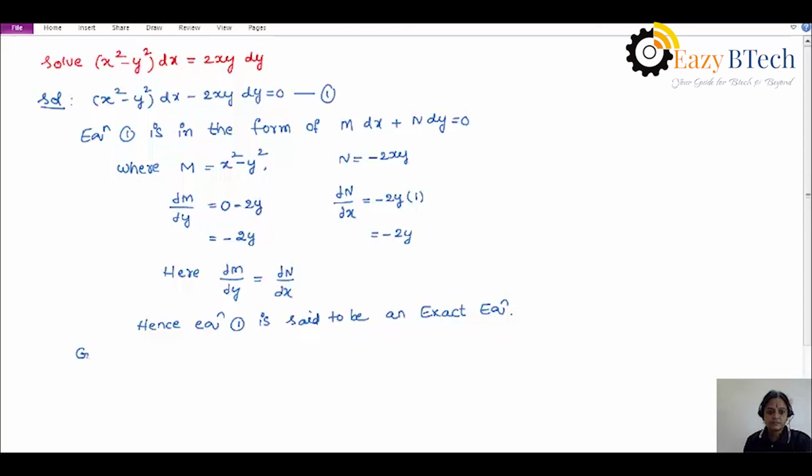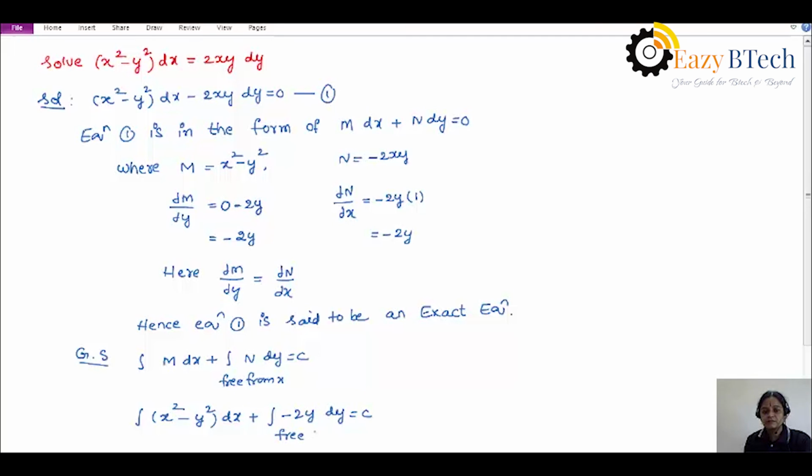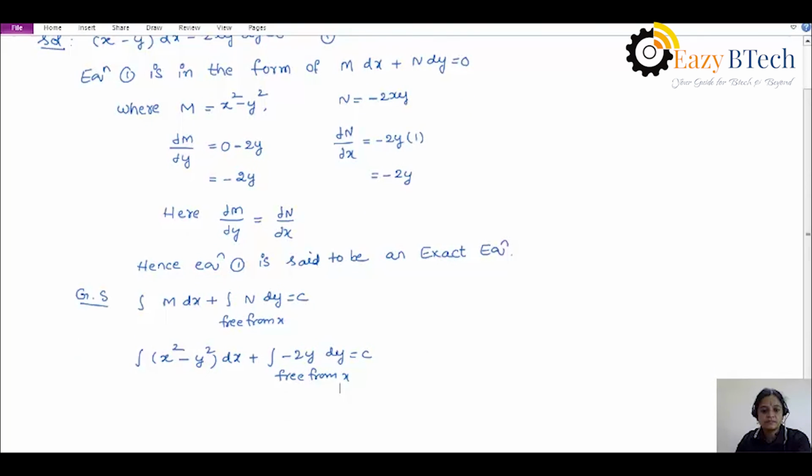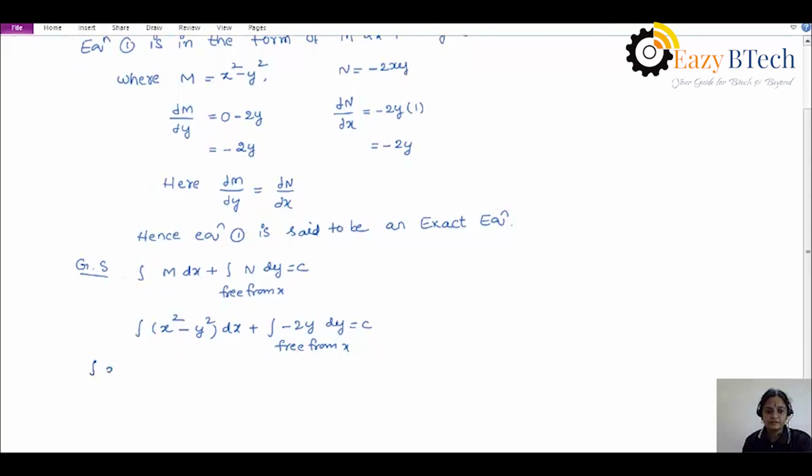Okay, then the general solution: integral M dx plus integral N dy is equal to c, with the condition free from x. Now I am substituting the values. M is x square minus y square dx, and N is minus 2y dy, is equal to c. Now doing the integration with respect to x and with respect to y. So divide the integration: integral x square dx minus integral y square dx, and minus 2 common, integral y dy is equal to c. There is no x term here, so it is not necessary to apply the condition.